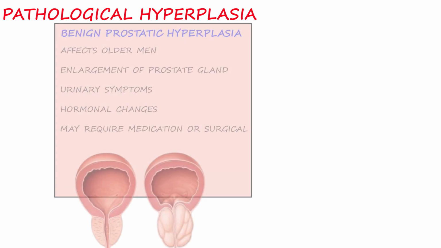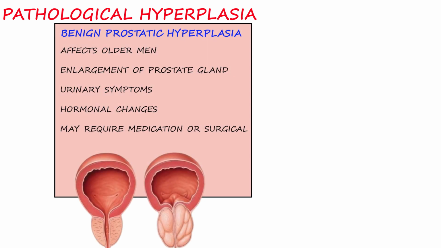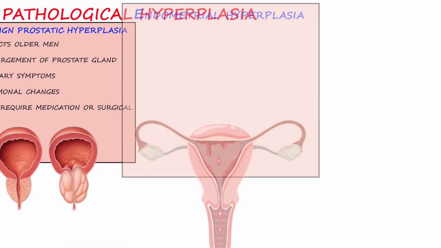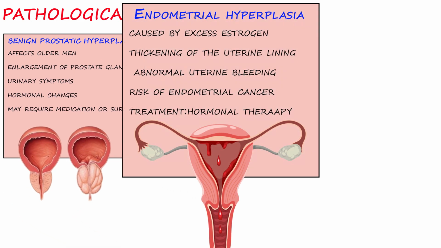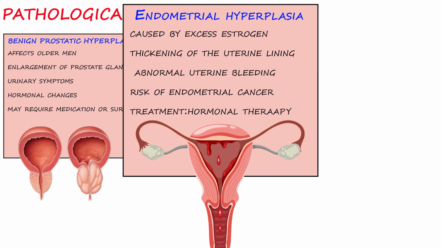Benign prostatic hyperplasia affects older men, causing enlargement of the prostate gland and urinary symptoms. It results from age-related hormonal changes and may require medication or surgical intervention. Endometrial hyperplasia is characterized by thickening of the uterine lining due to excess estrogen. It can cause abnormal uterine bleeding and increases the risk of endometrial cancer.